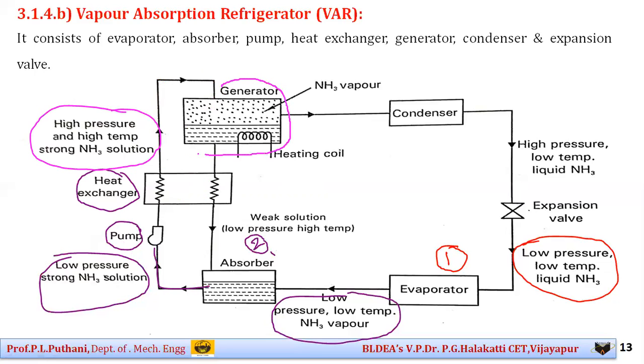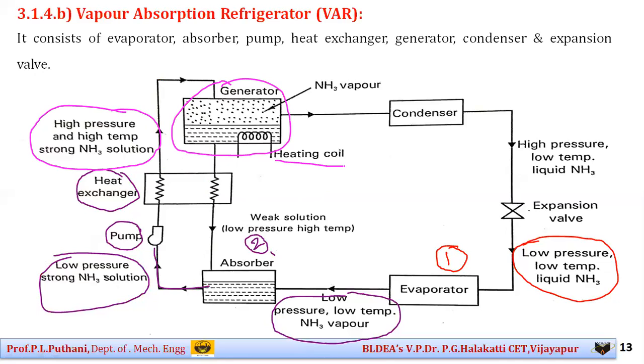This is the generator. High pressure, high temperature strong ammonia solution enters the generator. Now within this generator, students, you can see we have used a heating coil. It is used for supplying the heat, where you can use combustion of fossil fuels, solar energy or any other heating element to heat this heating coil in such a way that this strong ammonia solution is being heated to a higher temperature.